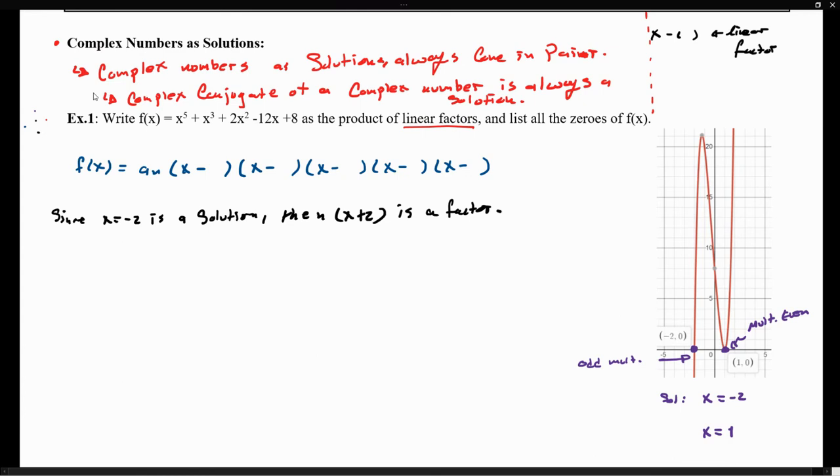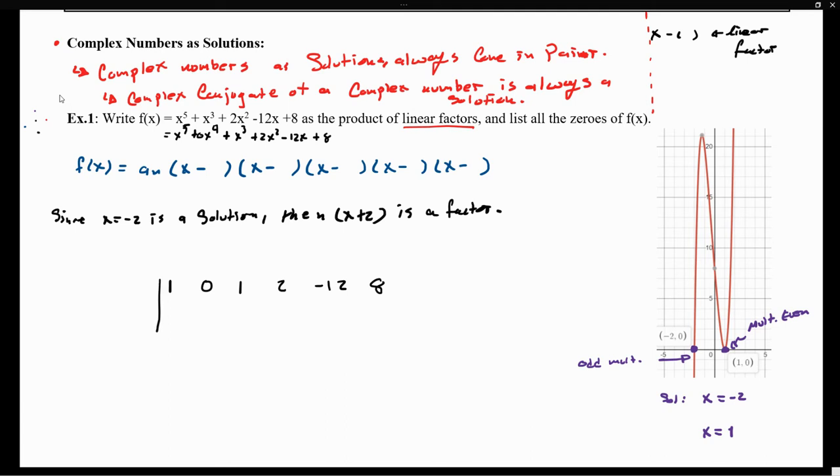For that, remember that for synthetic division, first we want to see, is my polynomial written in standard form? Notice that it is not. So therefore, this is still equivalent to x to the 5th plus 0x to the 4th plus x to the 3rd plus 2x to the 2nd minus 12x plus 8. Now that it is written in standard form, let's get the coefficients. The first coefficient is 1, then a 0, then a 1, then a 2, then a -12, and then an 8.